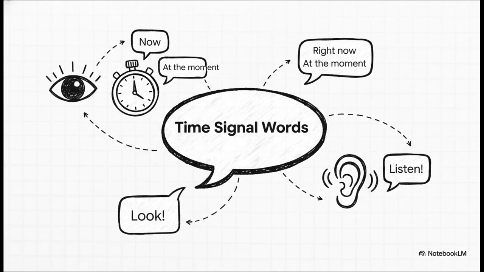So, how do you know when you need to use this rule? Well, look for clues. The language gives you hints. Words like now, right now, or at the moment are dead giveaways. But also commands like look or listen. What do those imply? They mean something is happening right now that you need to pay attention to.